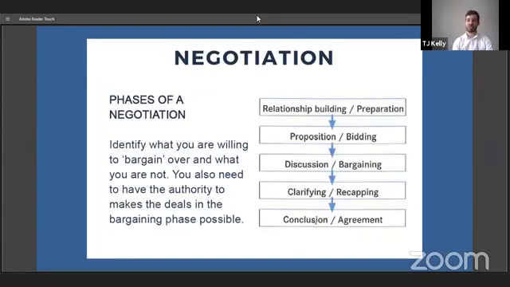It's important to go into a negotiation already identifying what you're willing to bargain over and what you're not. So you have to prepare something that you can make a concession over before you start. Don't expect whatever you are asking for to be accepted by the other party, because most of the time there's going to need to be a bit of back and forth before an agreement can be reached.